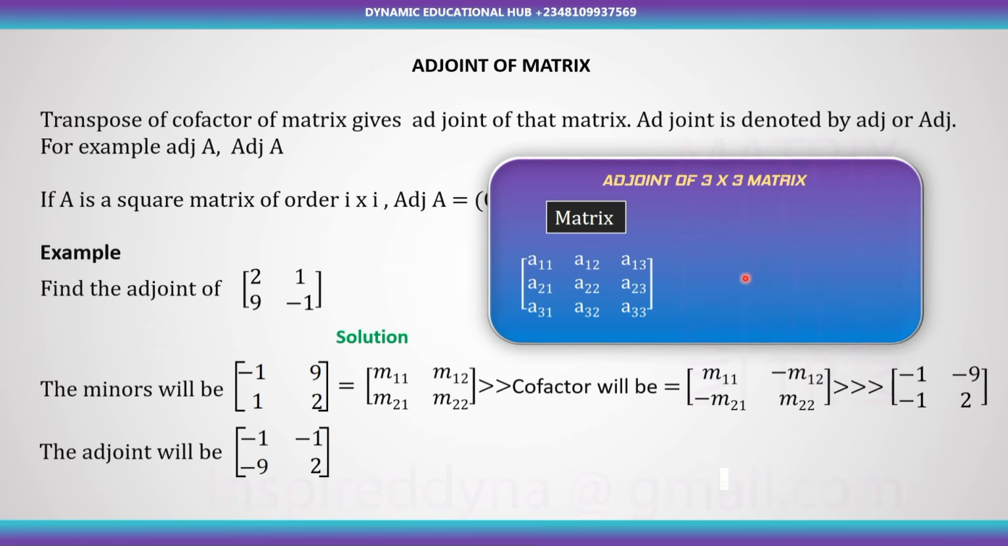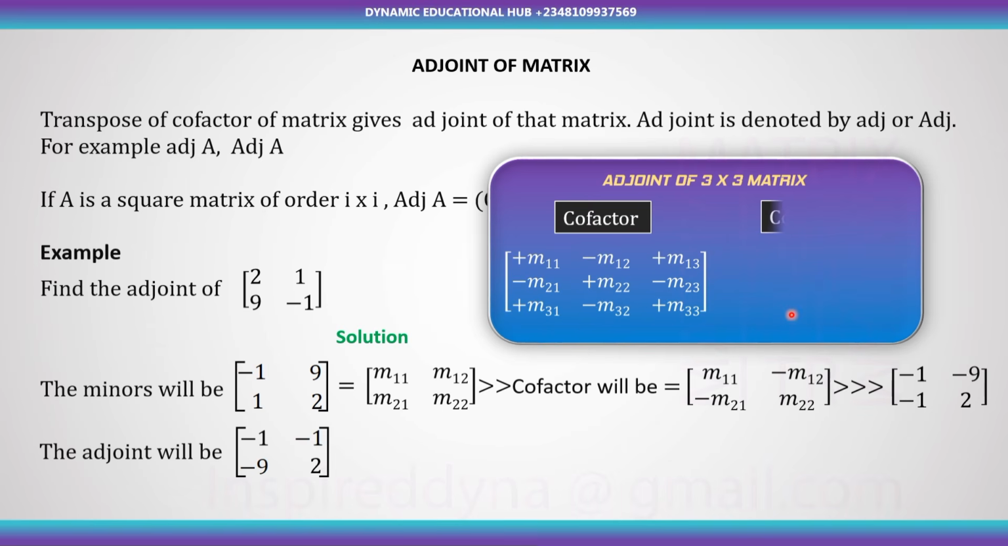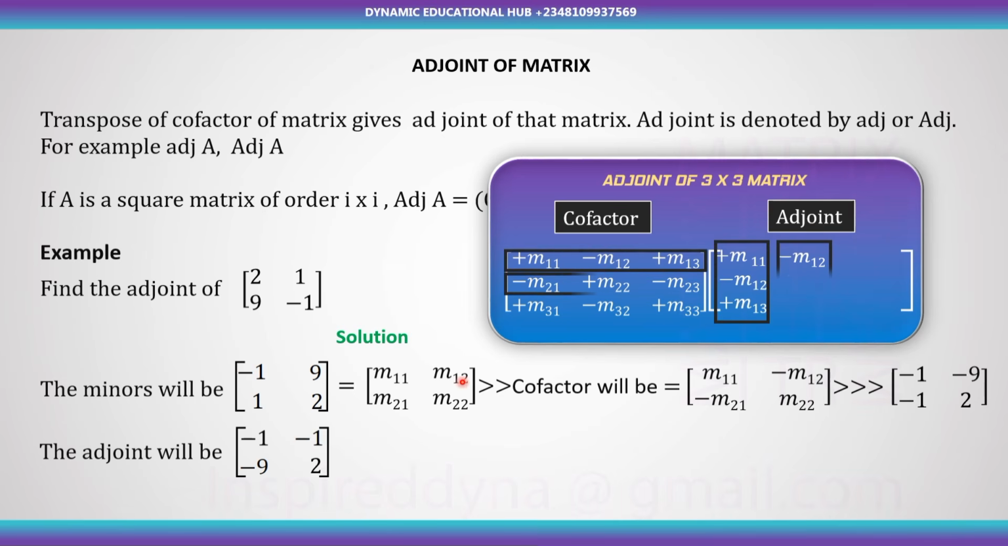For a 3 by 3 matrix, to find the adjoint, let's say you have this. To find the adjoint, you must find the minor first. After minor, the next thing is to consider the positional sign for the cofactor. After the positional sign, you are going to have your transpose. Find your adjoint. Let's transpose this. Transpose it. You have it that way. You have it that way. You have it that way. That is how to find it.